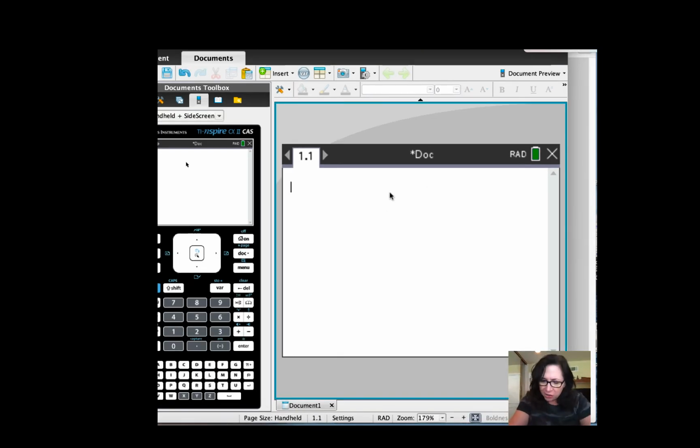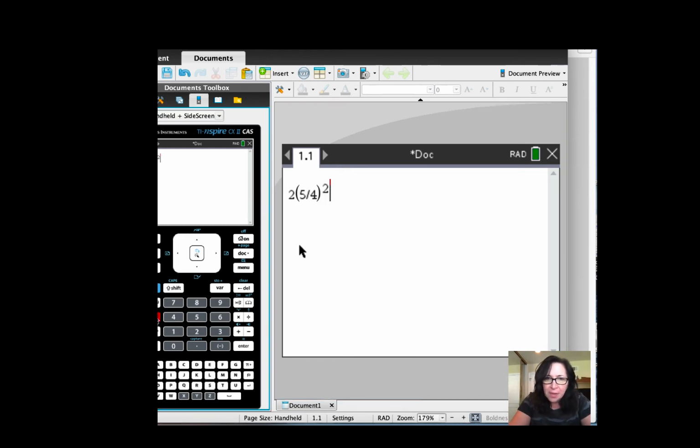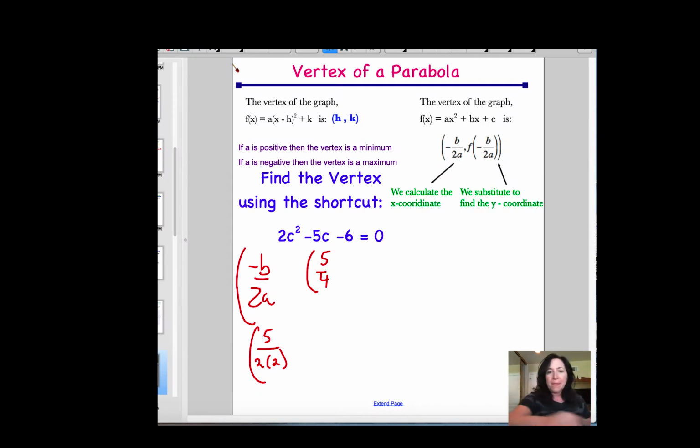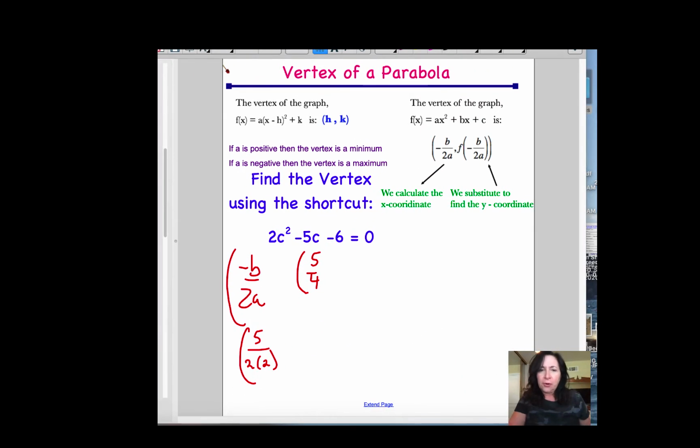Okay, so what I need to do is plug in the point that I've got so far, the one that was negative b over 2a. So I'm going to go 2 times the quantity 5 divided by 4, close that, square that, minus 5 times, again, 5 divided by 4, close that, minus 6, and then hit enter. And so that's my y value. That's going to be negative 73 over 8. So this would be 5/4, comma, negative 73 over 8.